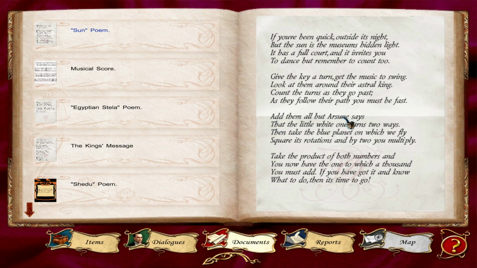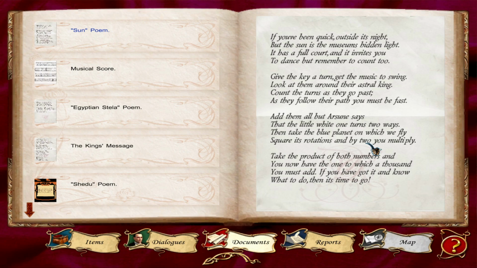Okay. Add them all, but Arsoon says that the little white one turns 2 ways. Then take the blue planet on which we fly, square its rotations, and by 2 you multiply. So if that's the... so we add them all together. Add them all, but Arsoon says... That's weird. That the little white one turns 2 ways. Then take the blue planet on which we fly, square its rotation, and by 2 you multiply.